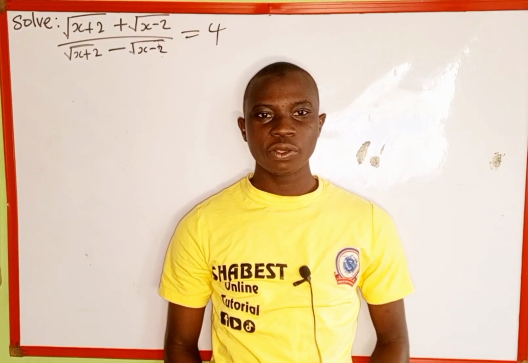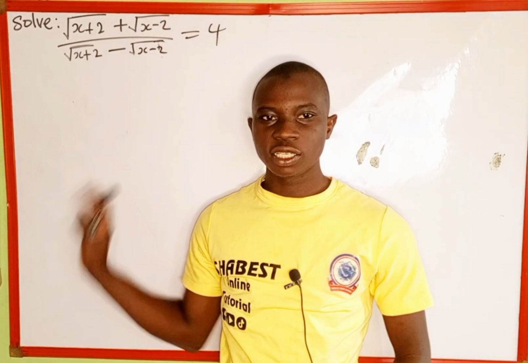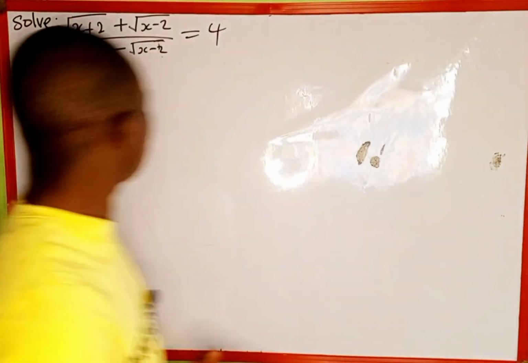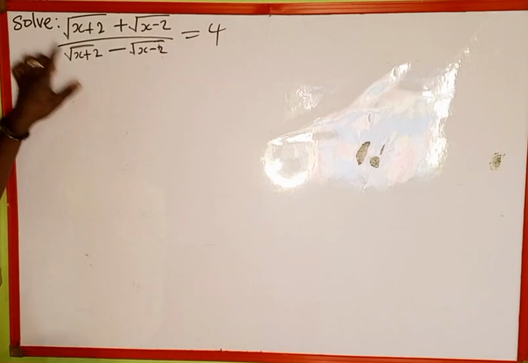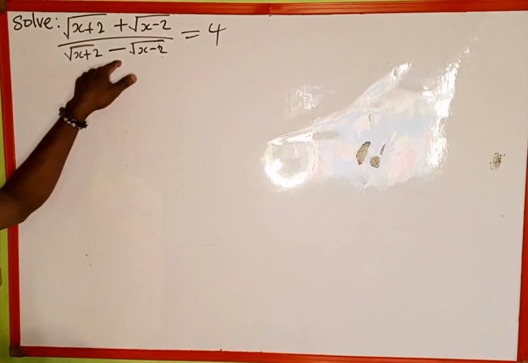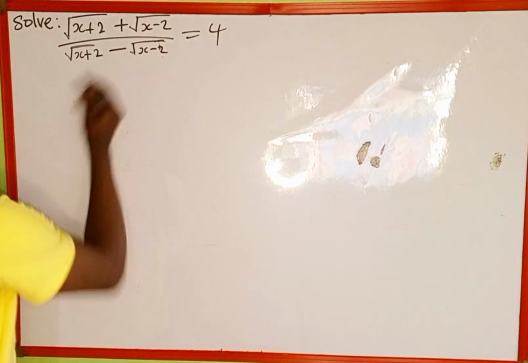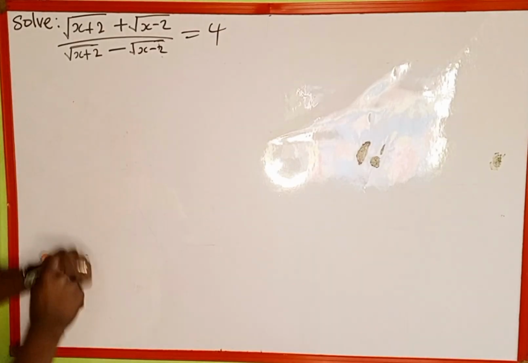In today's tutorial, we're going to learn how to solve for the value of x in this radical equation. The given equation is (root of x plus 2 plus root of x minus 2) divided by (root of x plus 2 minus root of x minus 2) equals 4. So in this case, how are we going to do it? Are you going to cancel?